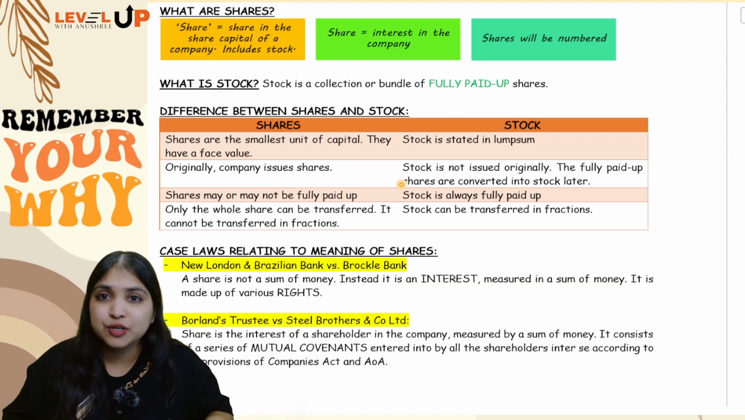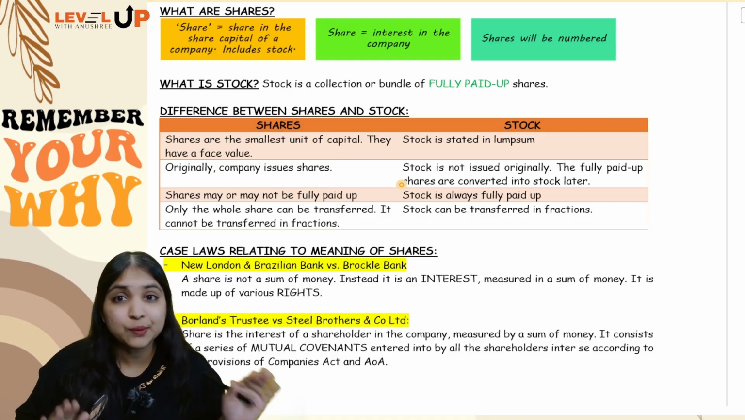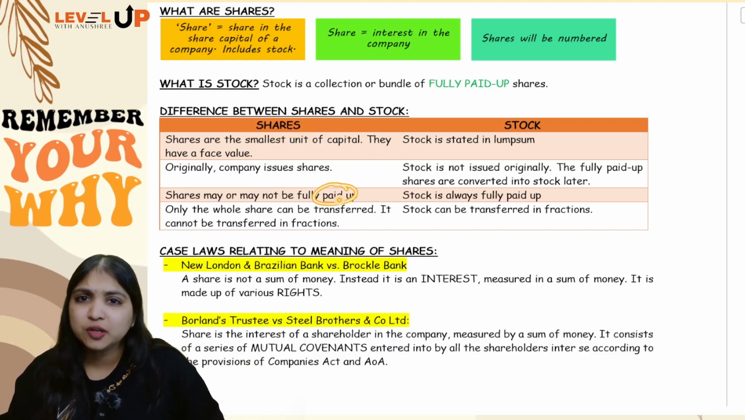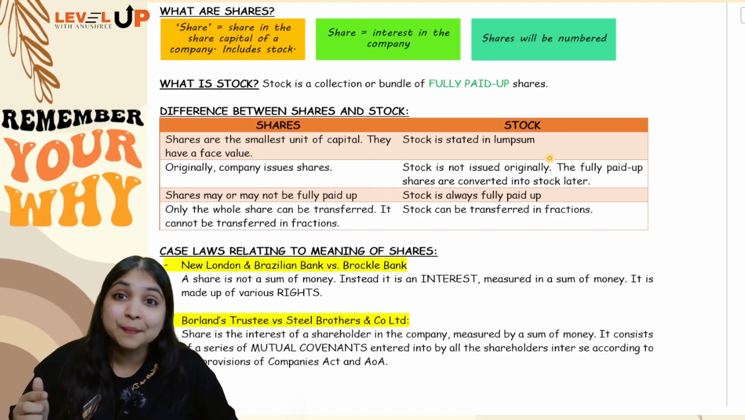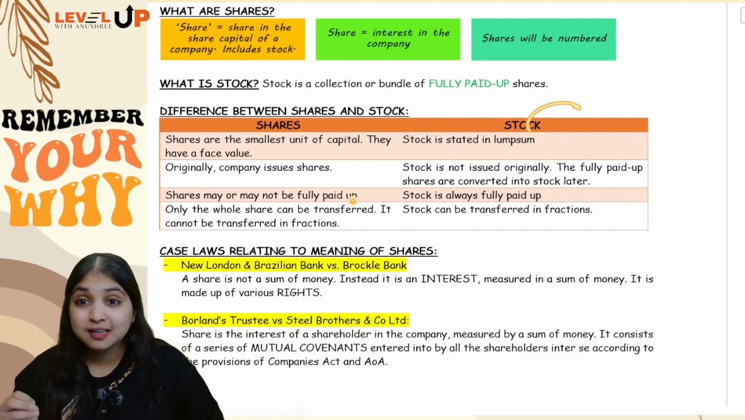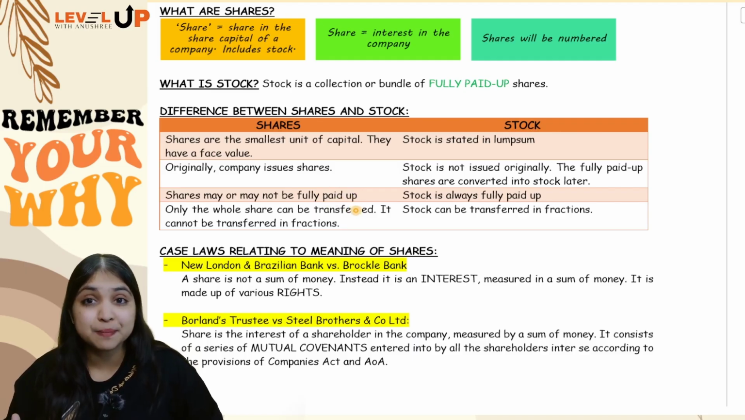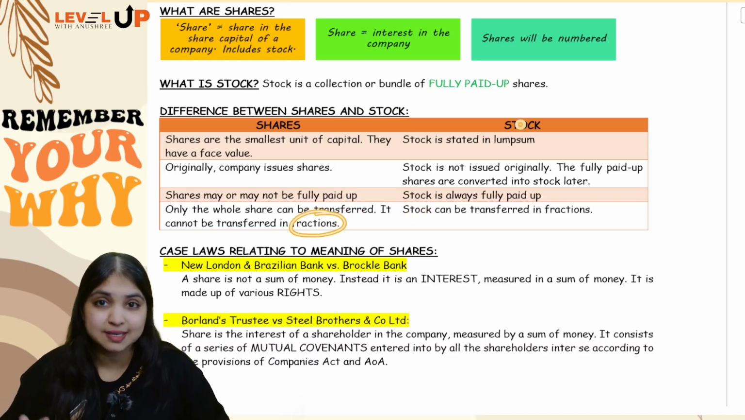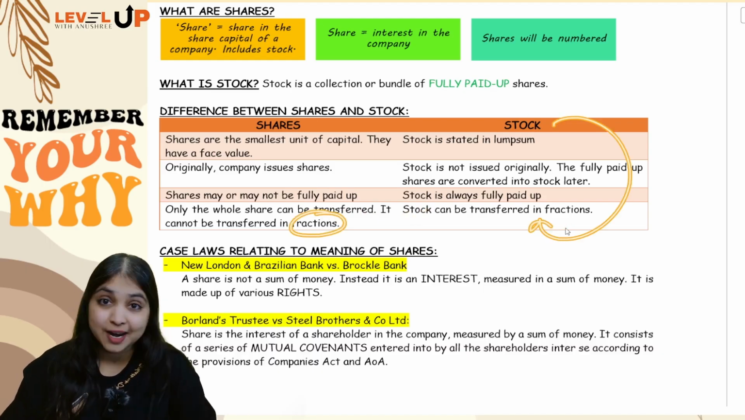Later if the shares are fully paid up, if the company thinks it is required, it will be converted into stock. Then third difference, we had learnt that whenever the company is issuing shares, the shares may be fully paid up or partly paid up, but only fully paid up shares can be converted into stock. So stock will always be fully paid up. And then we learned shares, like for example if MRF share price is so high and if I can't afford it, can I buy half of a share? No, we cannot buy or sell shares in fractions, but stock, yes, we can buy or sell in fractions also.